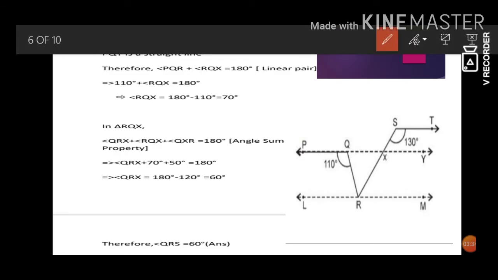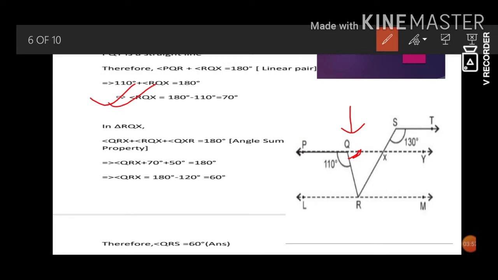Now PQ is a line that is extended to Y. So the angle at Q is 180 degrees. Angle PQR is 110. Subtracting from 180, we get angle RQX. On subtracting, we get 70 degrees.